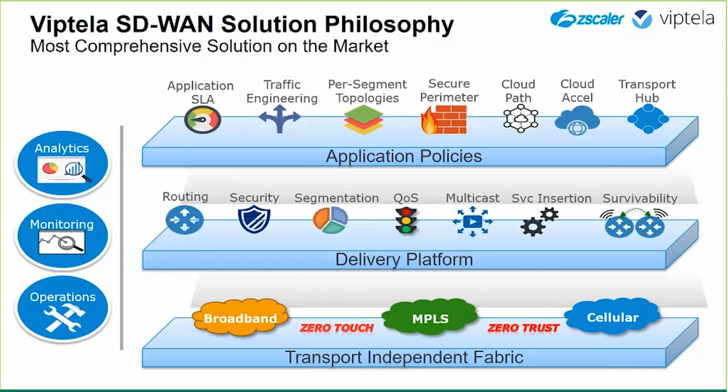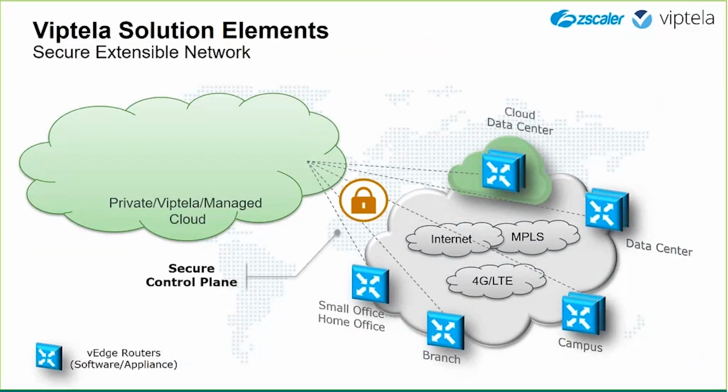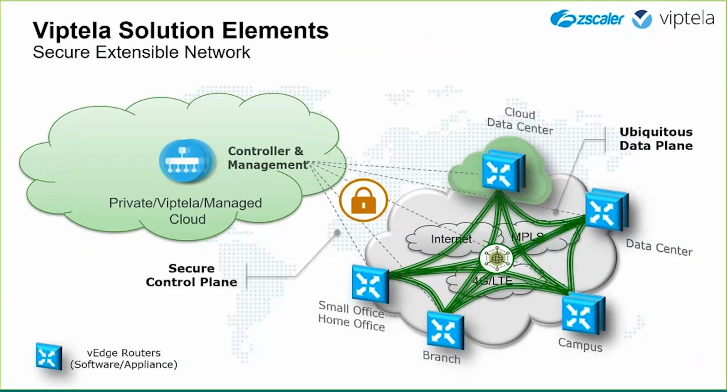Now, moving on to the next slide, let me talk a little bit about the components that constitute the solution. We talked about the philosophy, we talked about the various things that need to go into the platform. What really needs to be built and delivered now? There are fundamentally two components to the Viptela solution. One is what we call the V-Edge router. Think of them as physical or virtual appliances that sit at the edge of the network.